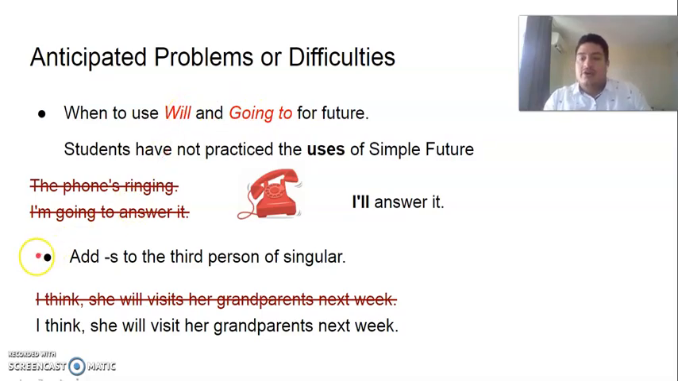Another common mistake or difficulty is adding s to the third person singular. For example, I think she'll visits her grandparents next week, instead of saying I think she will visit her grandparents next week. Remember that we use subject, will, and the base form of the verb. We don't need the s like what happens in simple present, the rule in simple present.